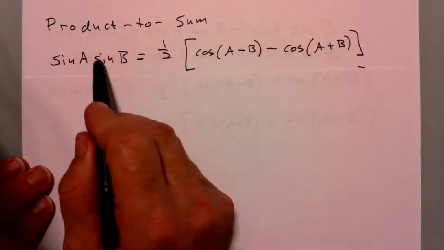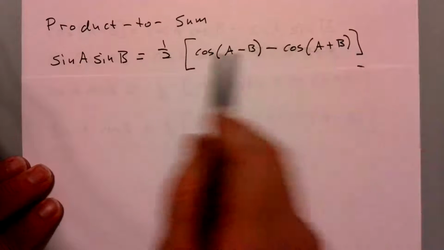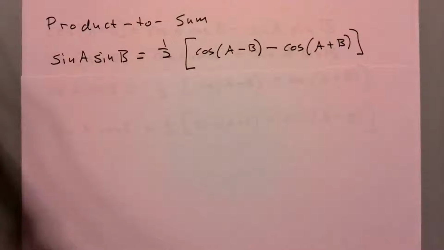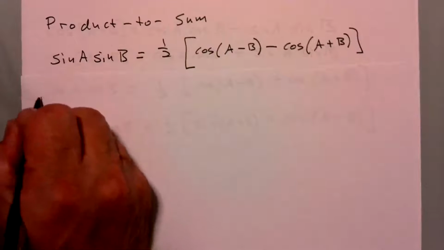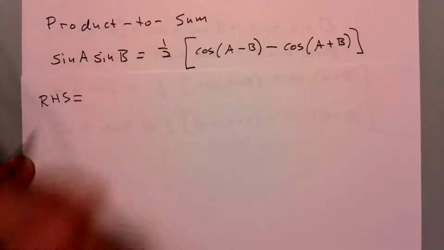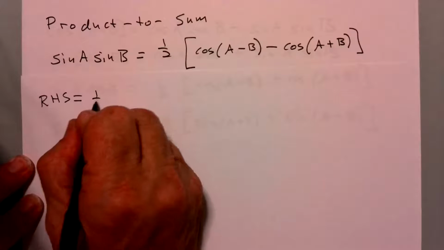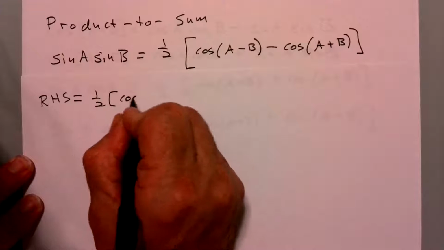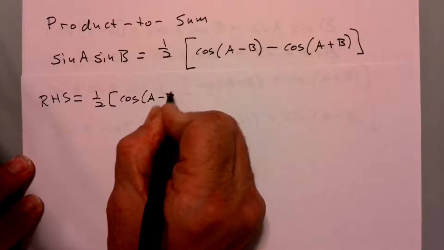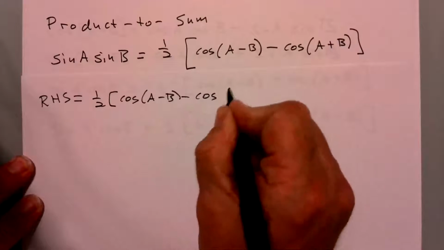Normally speaking, we start on the left-hand side, but I think it's obvious here that the right-hand side is the more complicated side. So if I'm going to go ahead and prove this identity, I'm going to start with the right-hand side. So the right-hand side equals 1/2 cos of A minus B minus cos of A plus B.